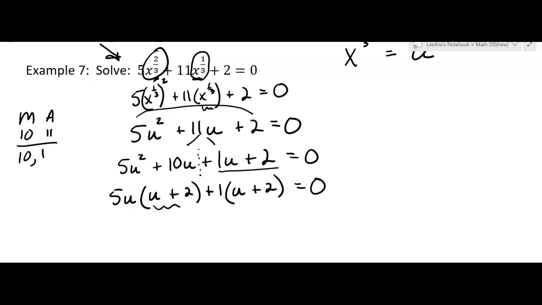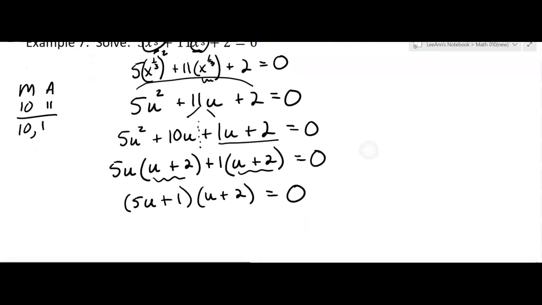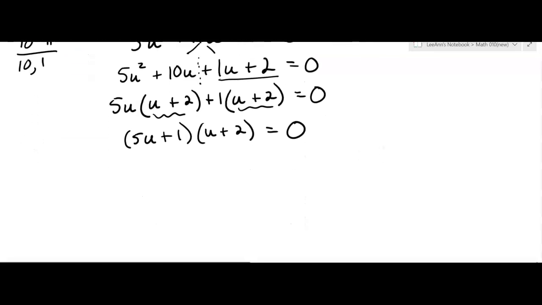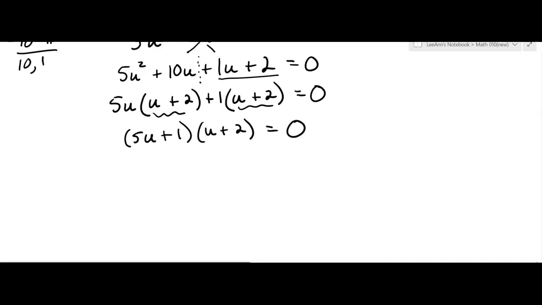And then the big thing is, is the binomial the same for both of them? Yes. So I don't know if you want it in front or back, but you get 5u plus 1 times u plus 2 equals 0. Okay, this is going nicely, a little bit longer because we had to do the grouping thing. But you could have used trial and error to factor it as well.